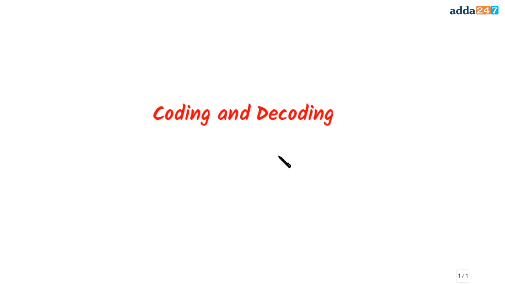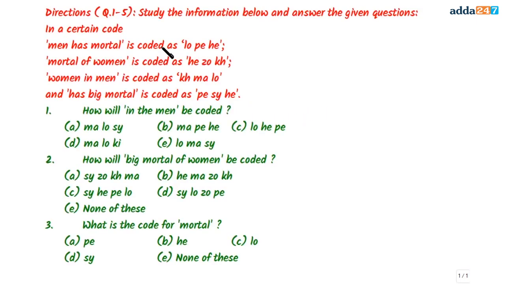We will take questions on coding and decoding. Let's do question number 1 to 5, and the question says, study the information below and answer the given questions. So here we have a code.